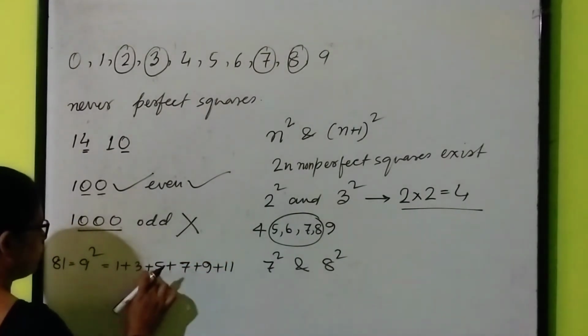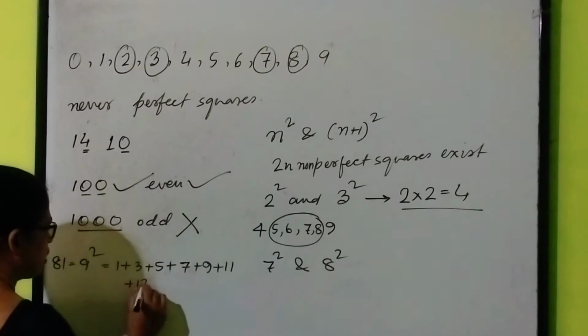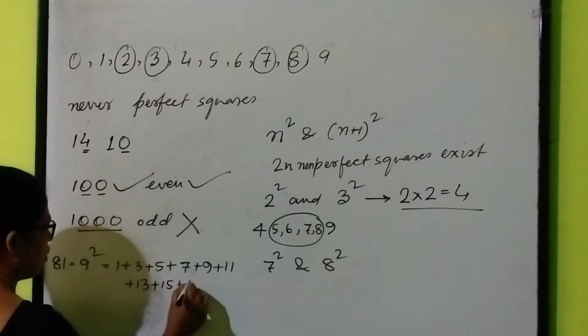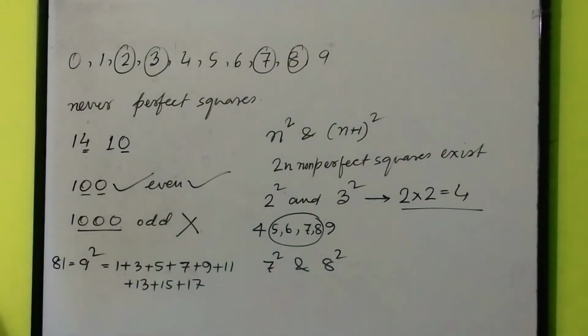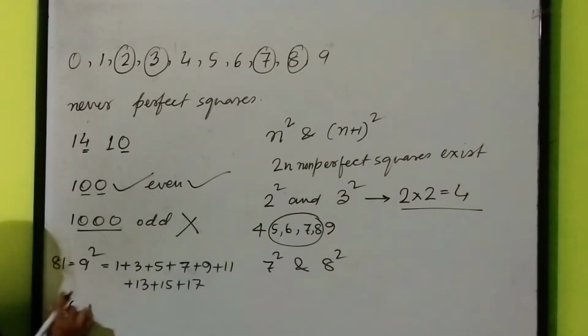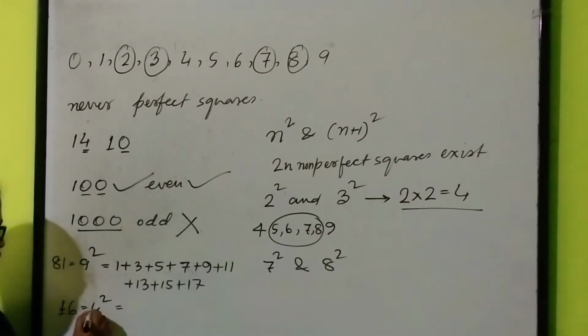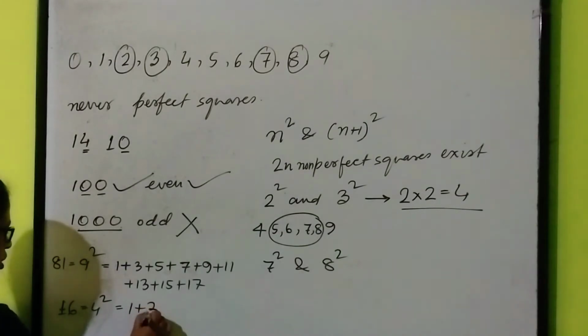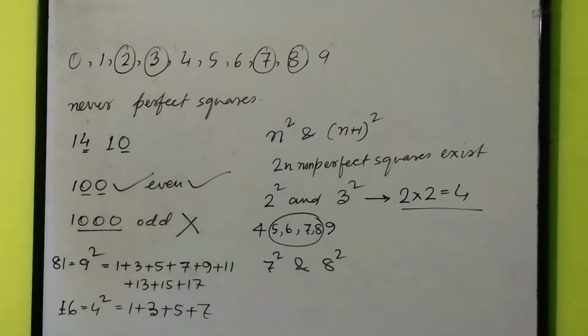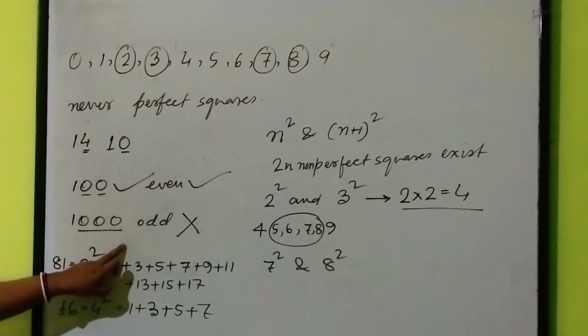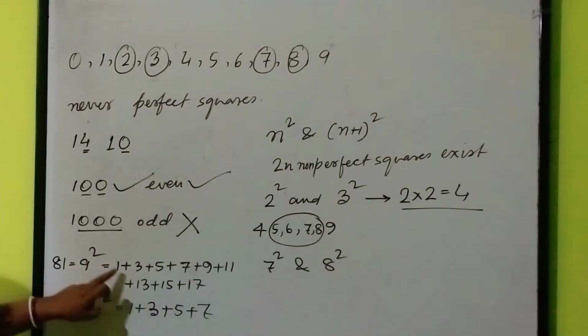How many? 1, 2, 3, 4, 5, 6. 11 plus 13 plus 15 plus 17. Yes. 1, 2, 3, 4, 5, 6, 7, 8, 9. Okay. In this way, suppose 16. 16 is 4 square. So how many odd numbers? 1 plus 3, 5 plus 7. See, in this way, a perfect square can be expressed as the sum of successive odd numbers starting from 1. It must start from 1.